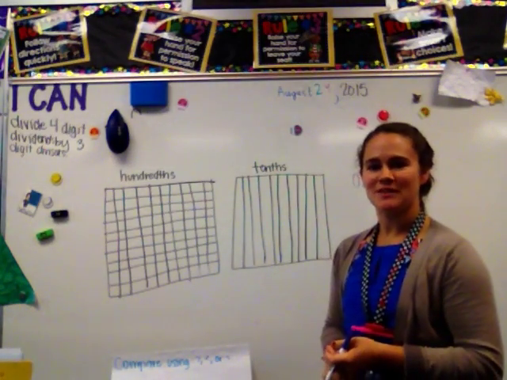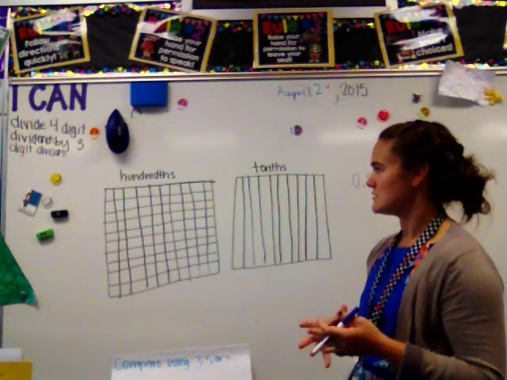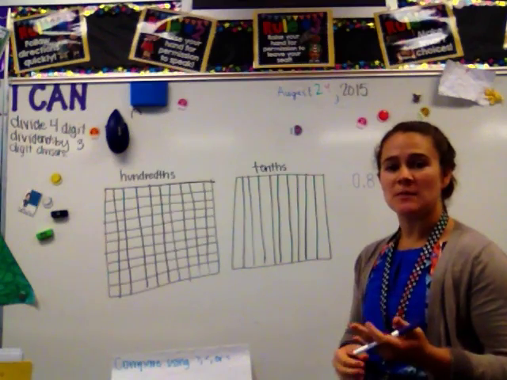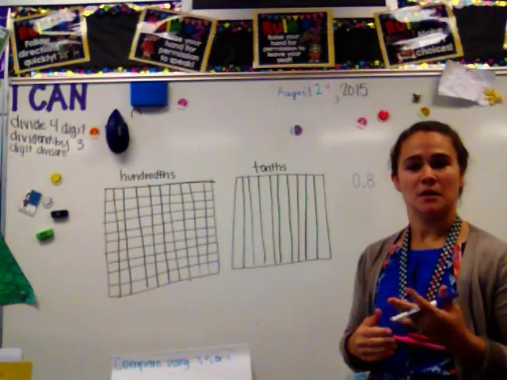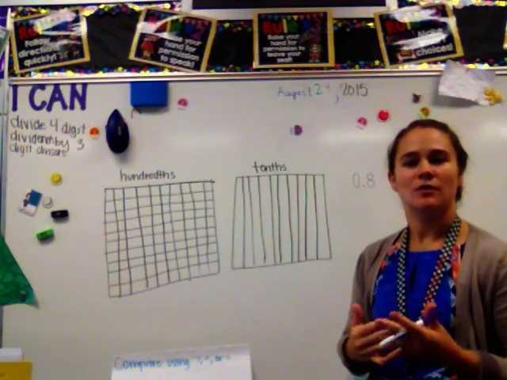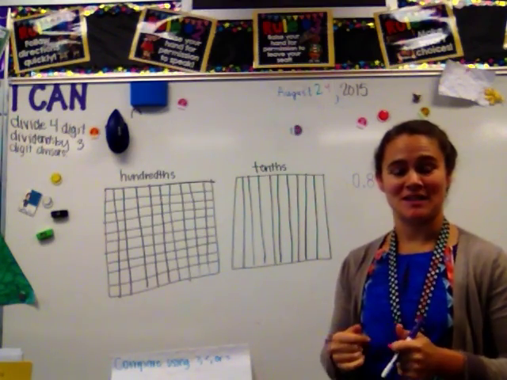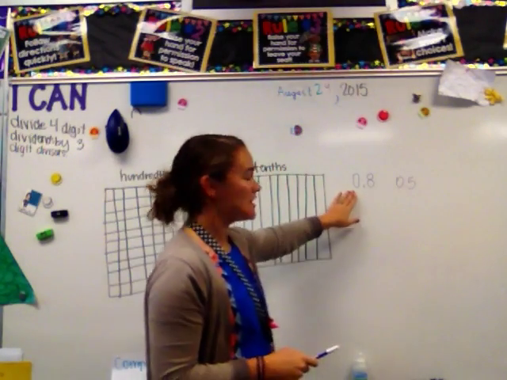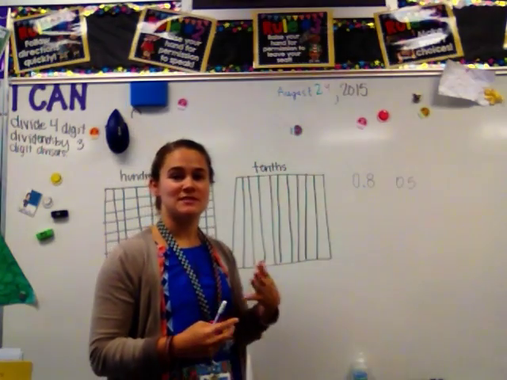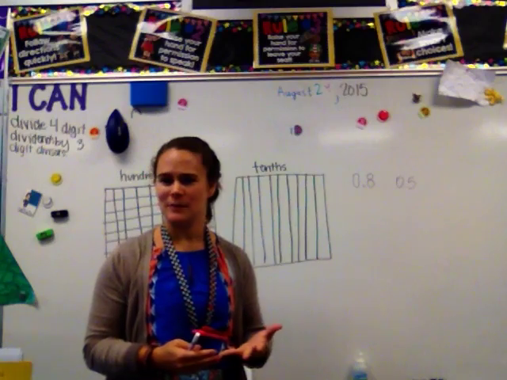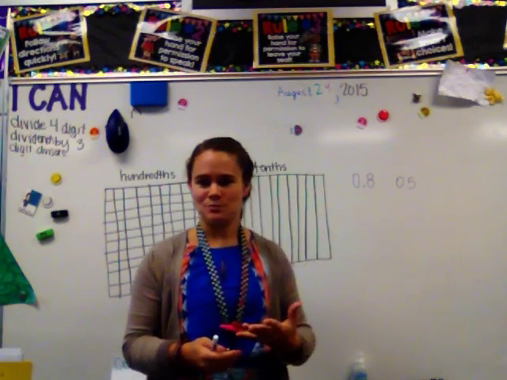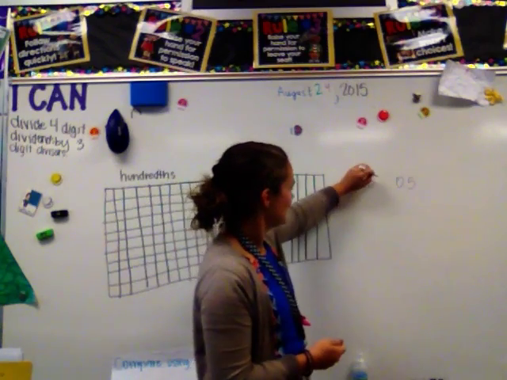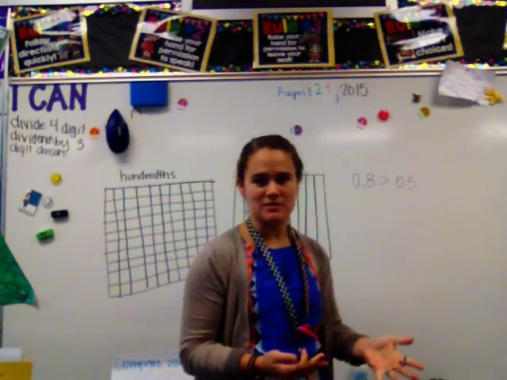Alright guys, today we're going to talk about comparing decimals. So when we talk about decimals, we know from our place value that we have tenths, hundredths, and thousandths. We're going to focus on tenths and hundredths today. Anytime we have decimals that have the same place value, they're really easy to compare. If I have 8 tenths and 5 tenths, it's fairly easy to see 8 tenths is obviously more.